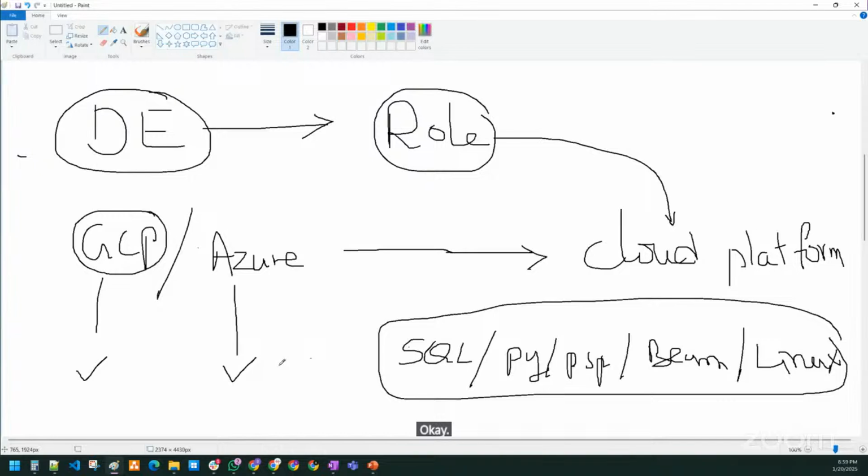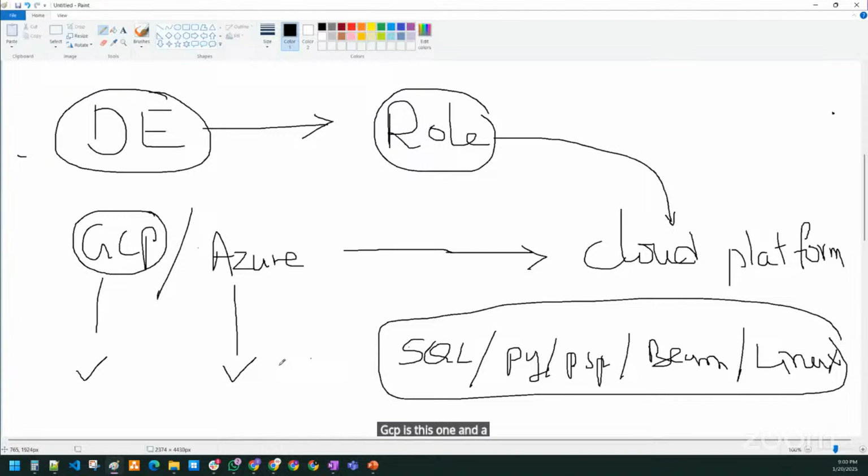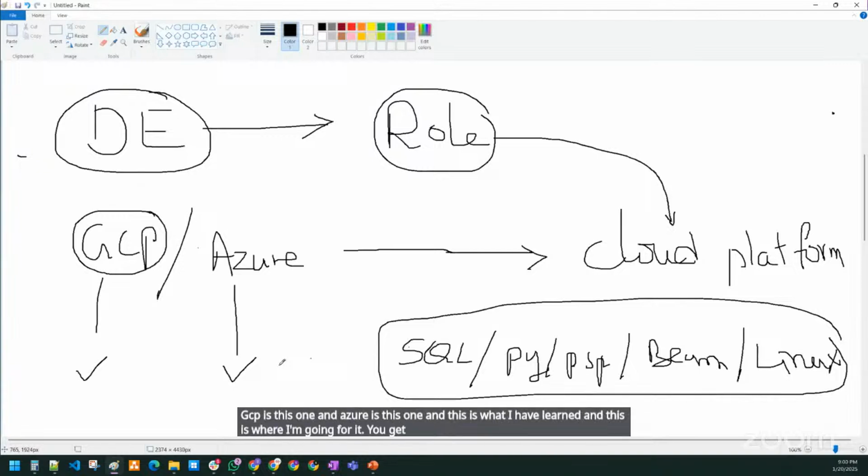Those of you who are still in a dilemma about GCP or Azure, by the end of the course you will be telling me, or telling other people, that GCP is this and Azure is this, this is what I have learned, and this is where I'm going. You get better clarity by the end of the course.